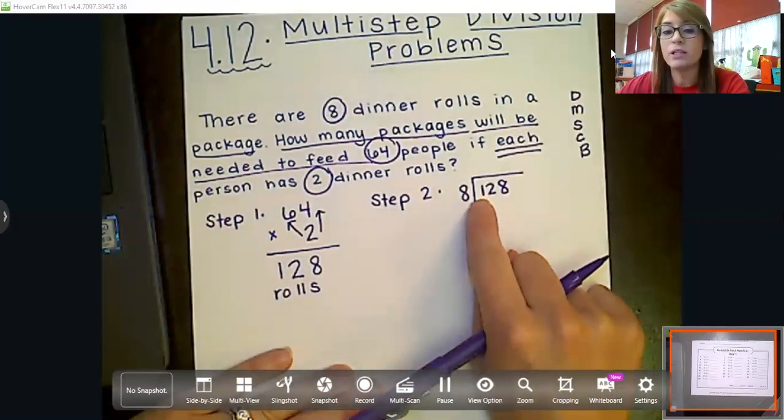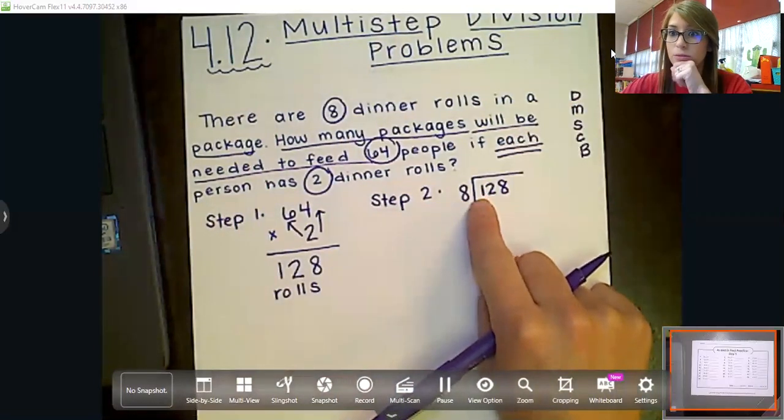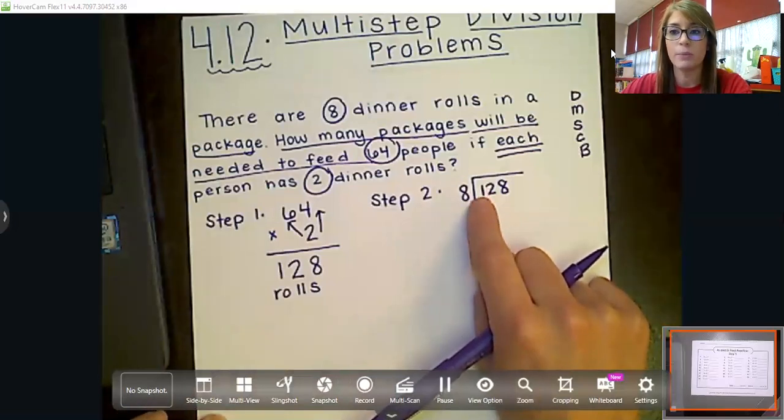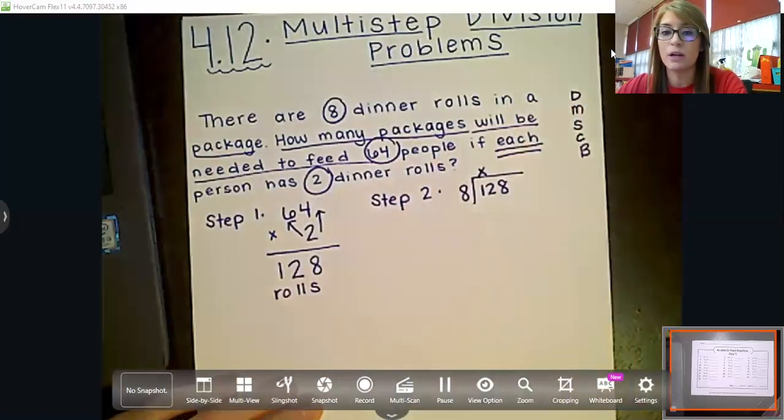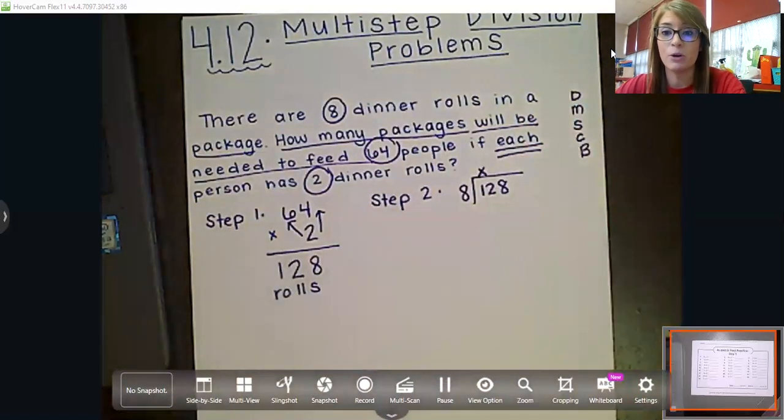Can 8 go into 1? Oh, no, it can't. Who remembers what we do if it cannot go into this first number? Very good. We just put that X as a placeholder up there to make sure that we keep our numbers lined up correctly.